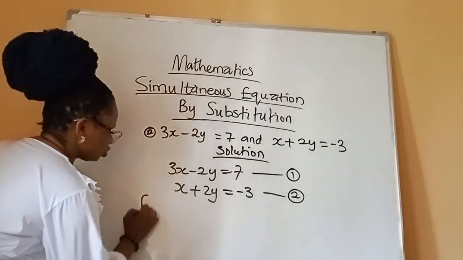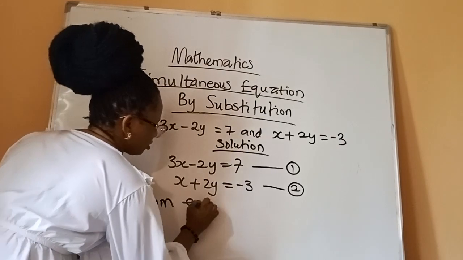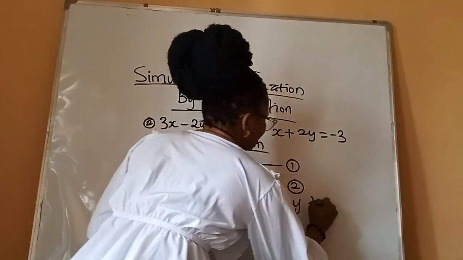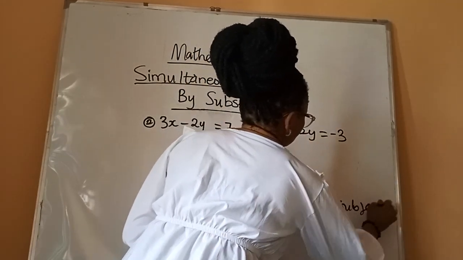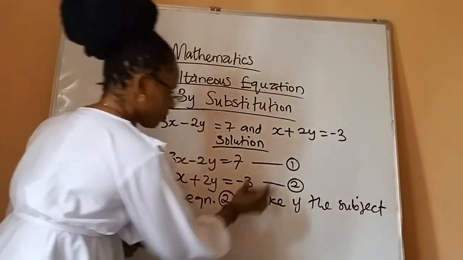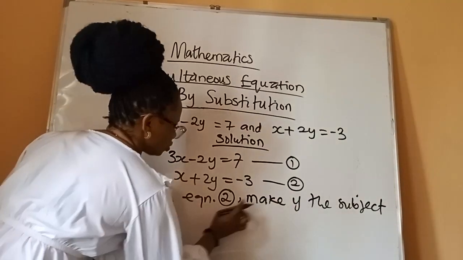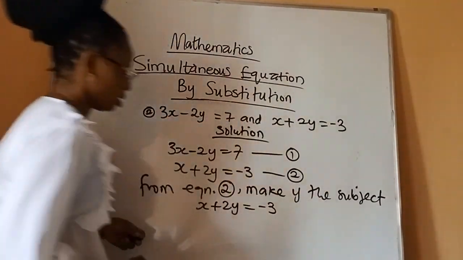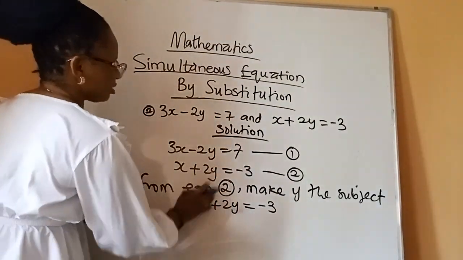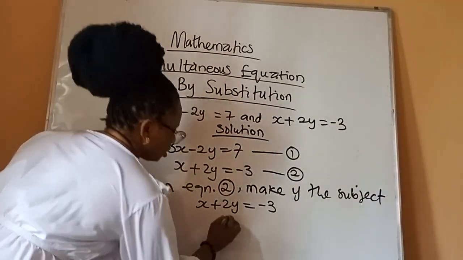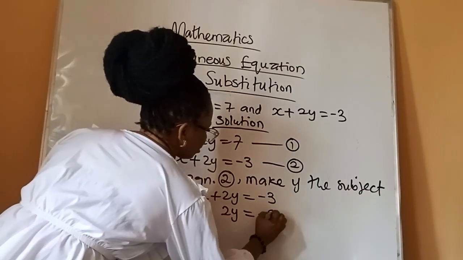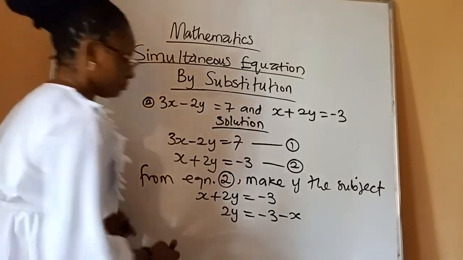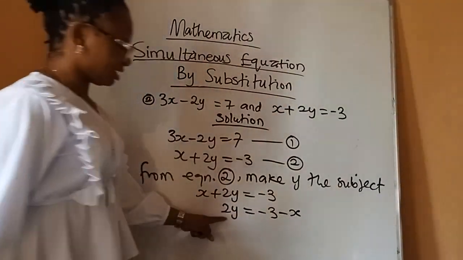So from equation 2, we have to make y the subject. Remember, I love to rewrite the equation I'm talking about. Equation 2 is x plus 2y equals minus 3. To make y the subject, every other thing moves to the other side of the equation. So here is 2y equals minus 3. x is moving to this side, it becomes minus x. Hope you're seeing. y is still not the subject at this point.